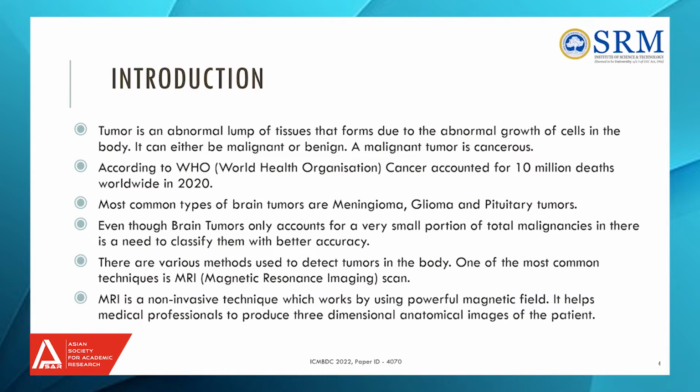Now coming to brain tumors, there are three main types: meningioma, glioma, and pituitary tumors. There are various imaging methods to identify these tumors in the body. The most common one used by medical professionals is magnetic resonance imaging. It is a non-invasive method for doctors to produce high-resolution images of the inside of the body that helps diagnose a variety of problems.